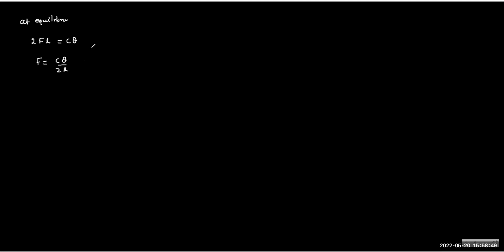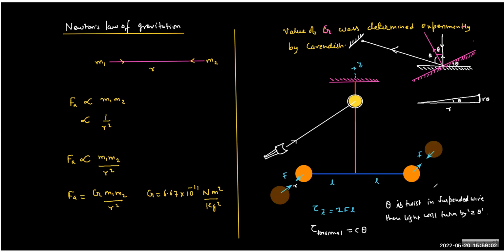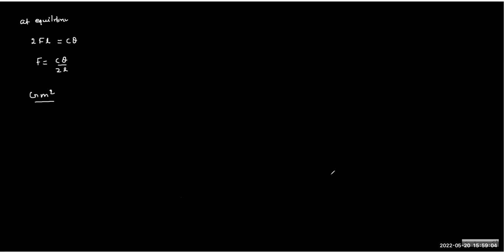All right. So if I take the masses equal to m, and this separation, which I haven't shown, is R, then at equilibrium F equals G m square by R square. So G we can write as C theta R square by 2L m square. So this is how, by a simple experiment, he was able to determine this G.